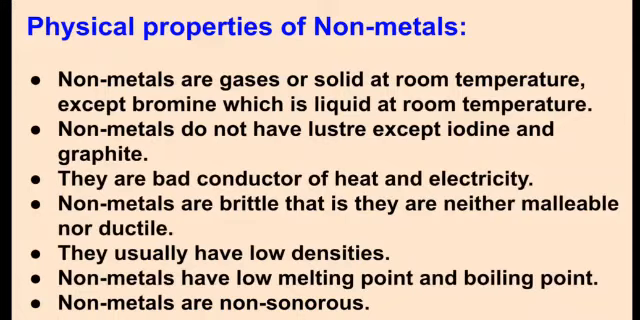Non-metals do not have luster except iodine and graphite. Graphite is used to make pencil lead, and iodine is used for many tests in the laboratory and is good for the human body. Both iodine and graphite do not have a dull appearance. They have luster. Non-metals are bad conductors of heat and electricity. Non-metals are brittle. They can be broken easily. That is, they are neither malleable nor ductile.